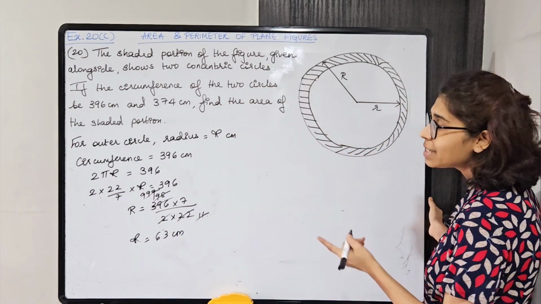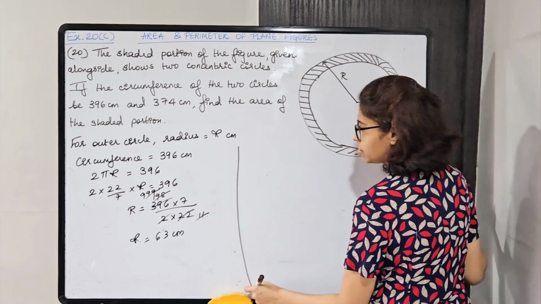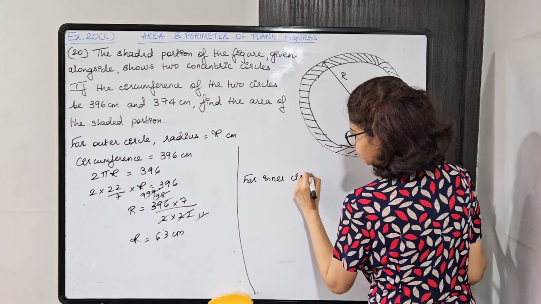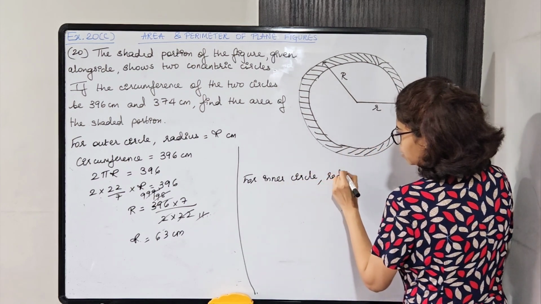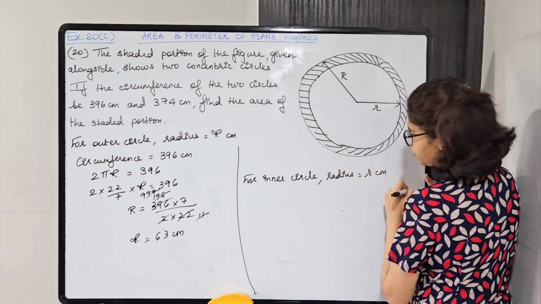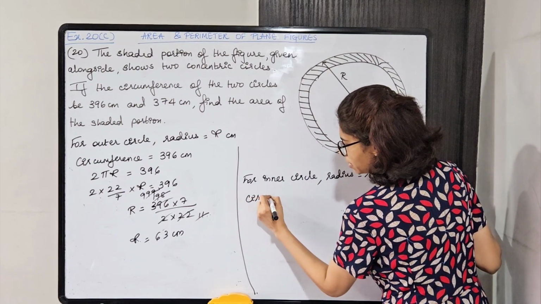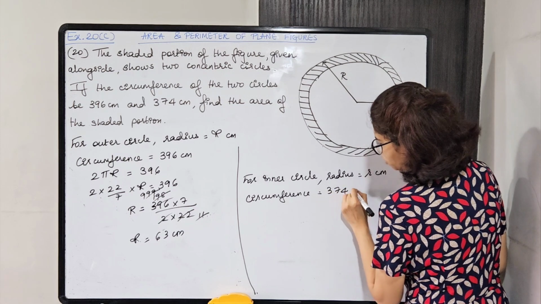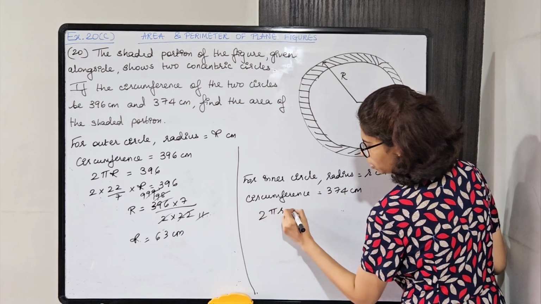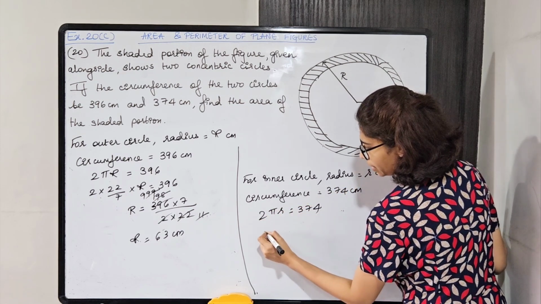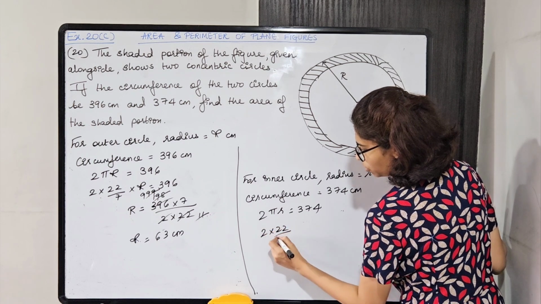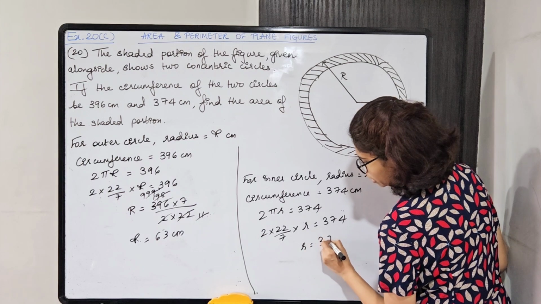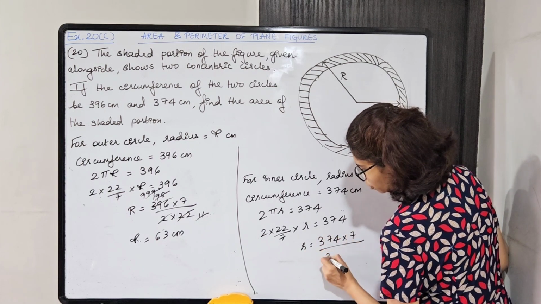Okay. Same way we'll find out the radius of the inner circle. So for the inner circle, radius is small r. Circumference भी दिया है. It is 374. That is 2 pi small r is equal to 374. That is 2 into 22 upon 7 into r is equal to 374. That is r is equal to 374 into 7 upon 2 into 22.